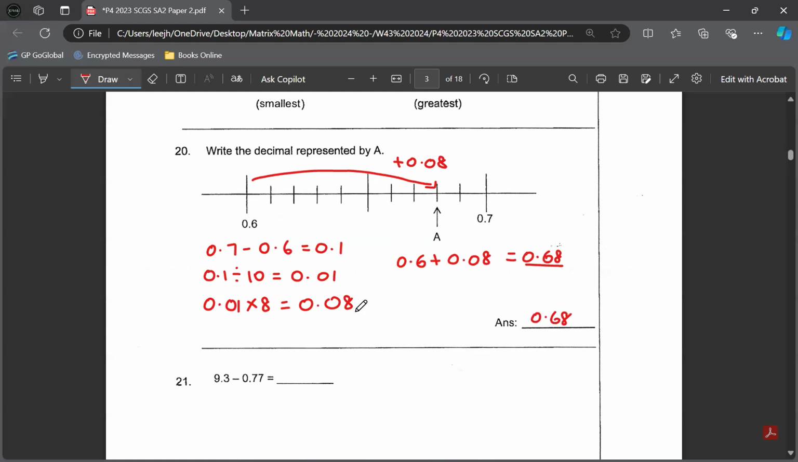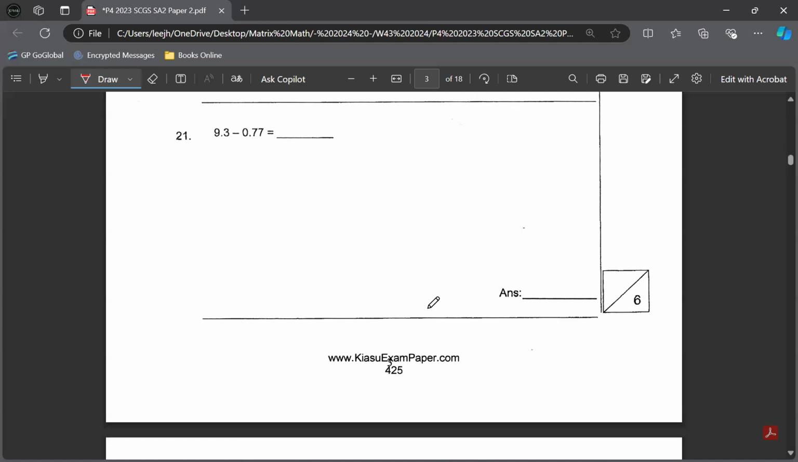Okay. Question 21. 9.3 minus 0.77. Convert 9.3 to 2 decimal places. Easier to calculate. 9.30 minus 0.77. Cannot subtract, so you borrow. So this is 2, this is 10. 10 minus 7, 3. 2 minus 7, also cannot, borrow. This becomes 12. 12 minus 7, 5. Then this is 8. 8.53.